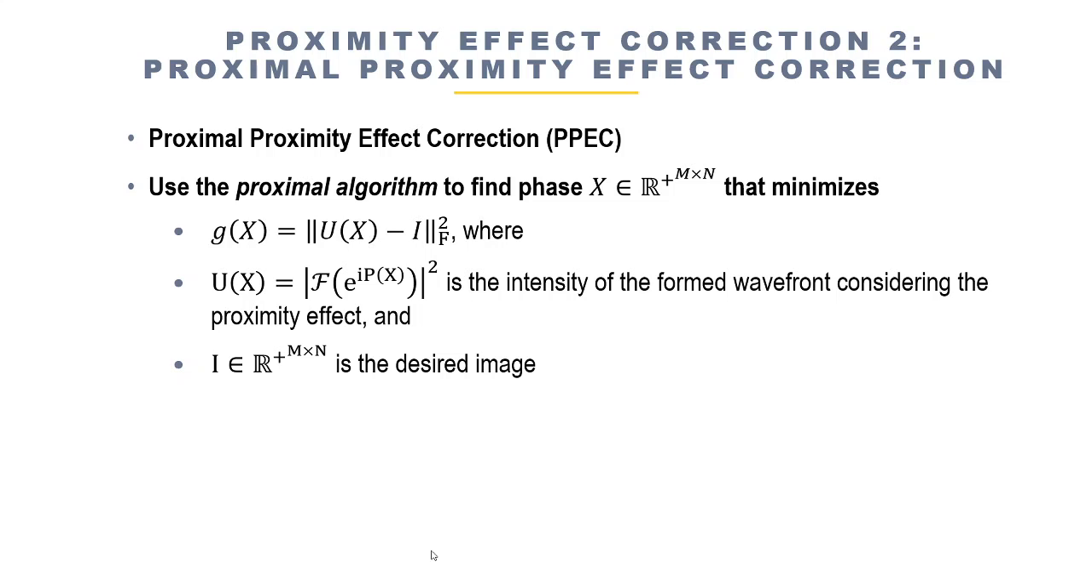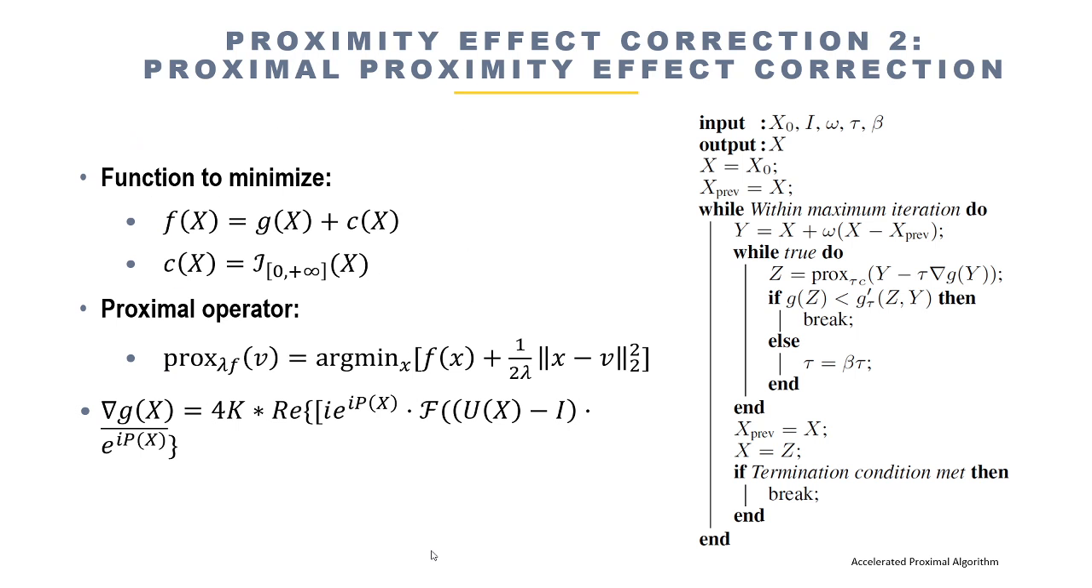The second method is the proximal PEC or PPEC method. In this method, we use the proximal algorithm to find the non-negative phase x that minimizes the residual g of x, which is the difference between the formed waveform intensity u of x under the proximity effect and the desired image I. To enforce the non-negative constraint, we add an indicator function c of x to the cost function to be minimized. C of x is 0 when all entries in x are non-negative and infinite otherwise.